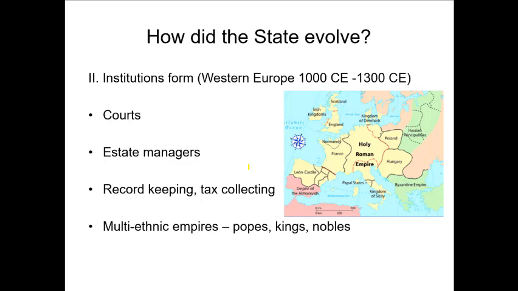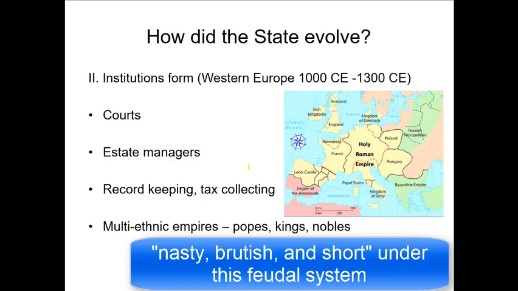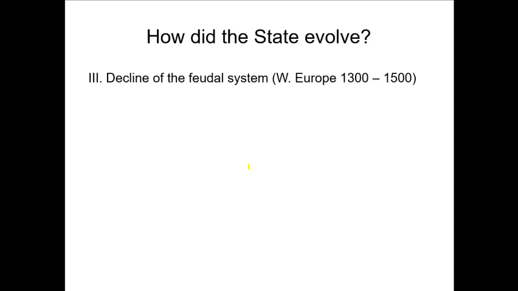So life was nasty, brutish, and short, as we said earlier. That Hobbes quote from Hobbes up until this time. So what set the stage for a modern state to evolve? And that would be the decline of this feudal system, which we can kind of narrow down. We're going to focus again on the Western European region because that's where the first modern states formed that set the standard for the states that we have today.